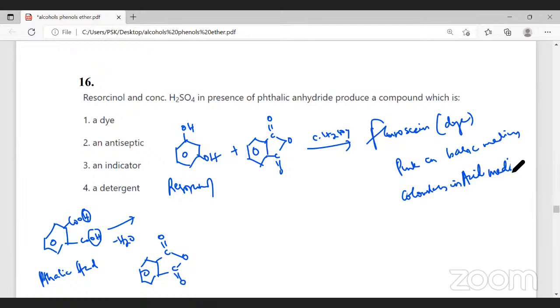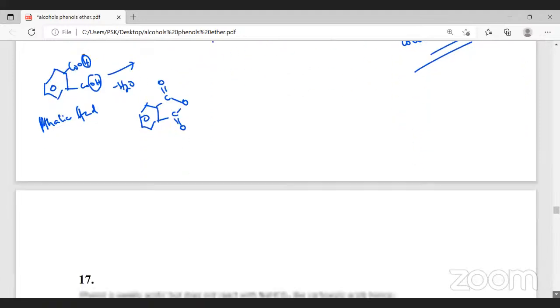Therefore, the product formed here is: resorcinol reacts with sulfuric acid and phthalic anhydride to form a dye called fluorescein, which gives pink color in basic medium, and which becomes colorless in acid medium.